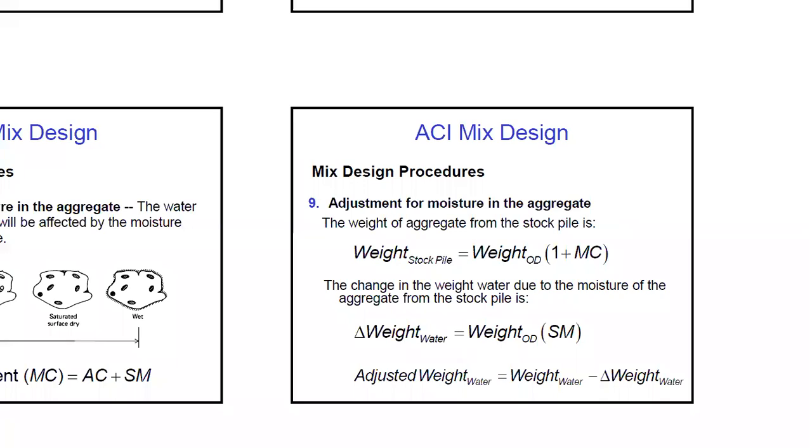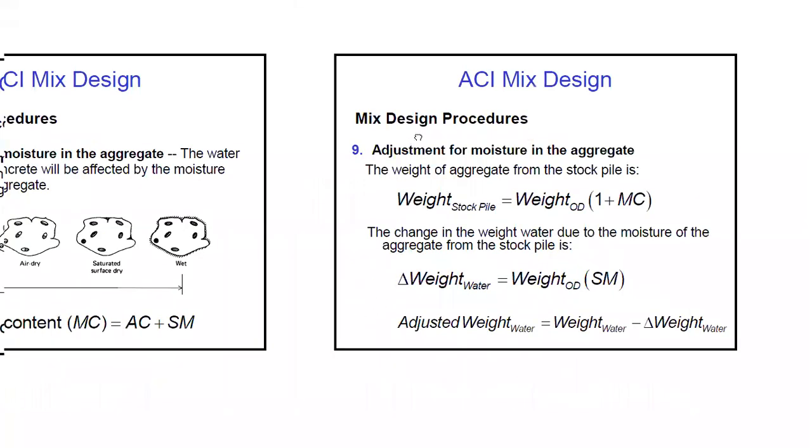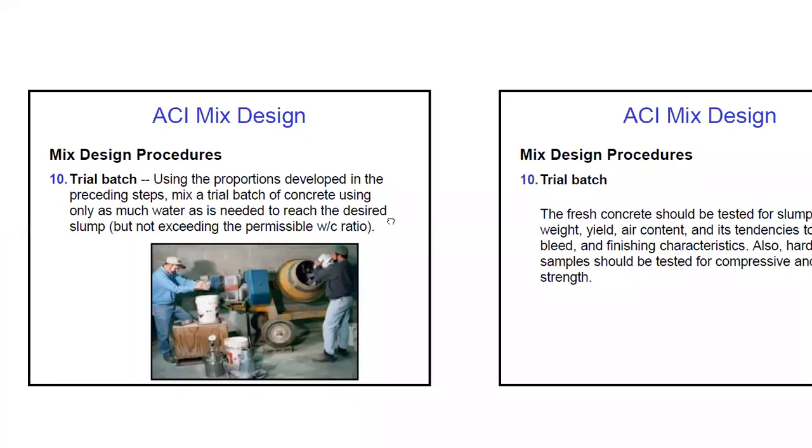We need to subtract that so that the concrete is not having excess water in it because of the stockpile sourcing. Okay. Now the next phase is trial batching.